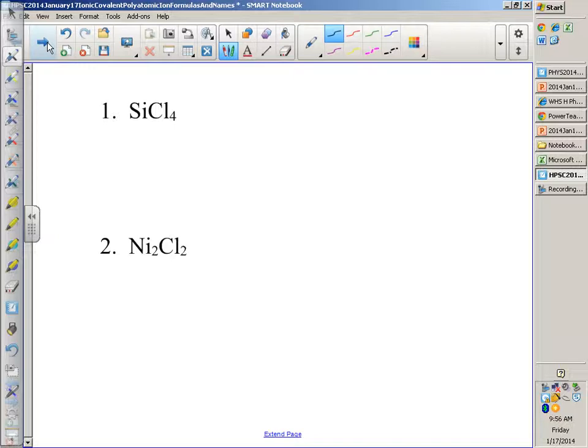Oh, sorry. Hold on. We're not using nickel. Typo. Nickel. I forgot to change this before. That makes a little more sense. So it's silicon? No, it's tetra. Tetrachloride. Tetra is full.